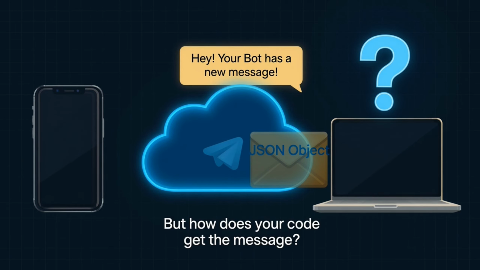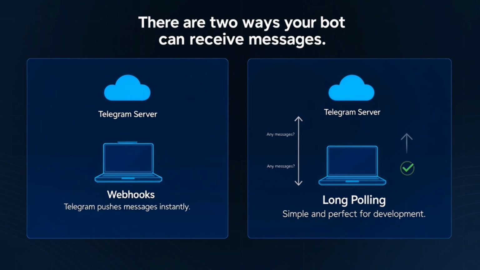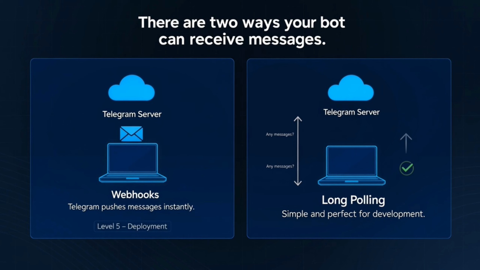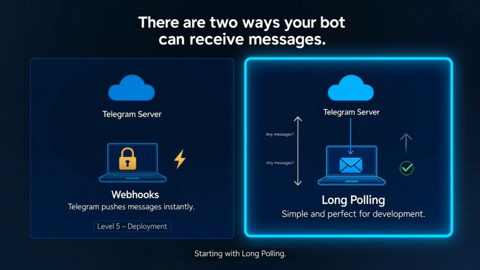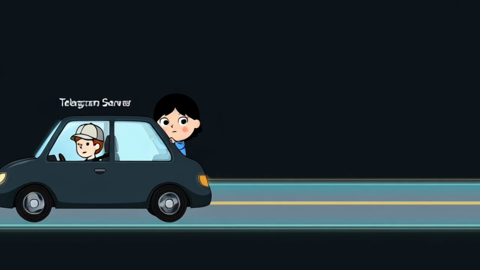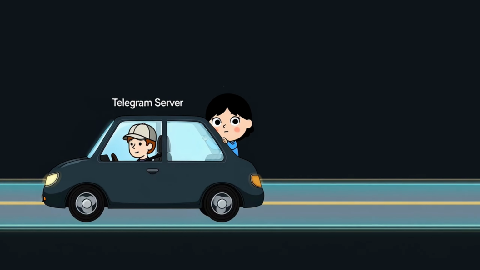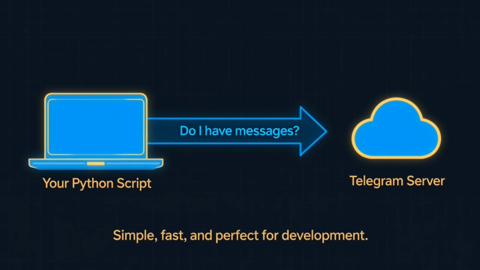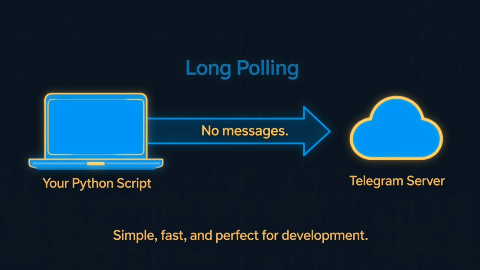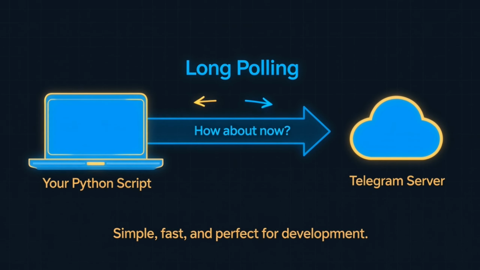Now, how does your code get that message? There are two ways. One is called Webhooks, where Telegram pushes the message to you instantly. We will use that in level 5 when we deploy. But for now, to keep things simple, we're going to use long polling. Think of polling like a road trip with a kid in the backseat. Are we there yet? Are we there yet? Your Python script is going to constantly ask Telegram, "Do I have messages? No? Okay, how about now?" It sounds inefficient, but it's remarkably fast and perfect for development.